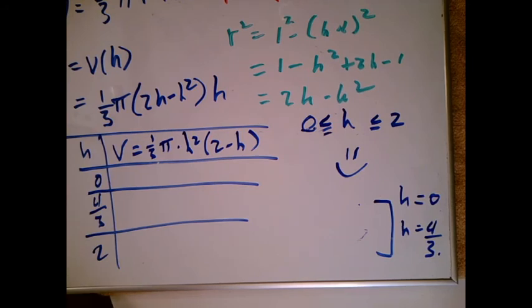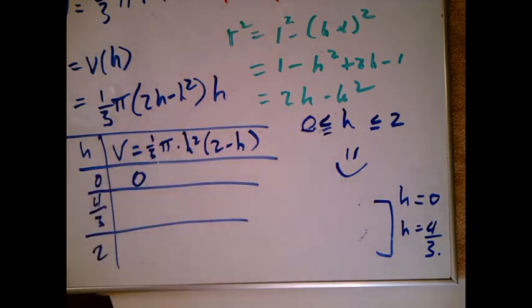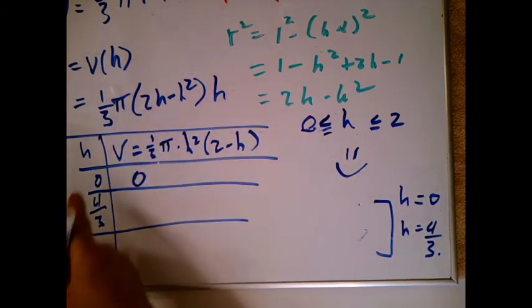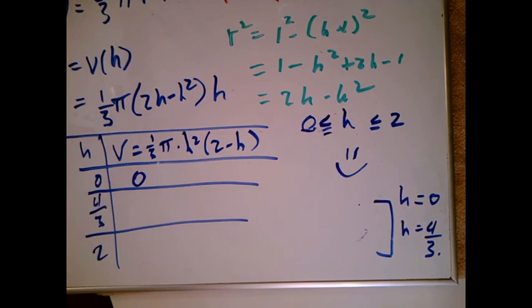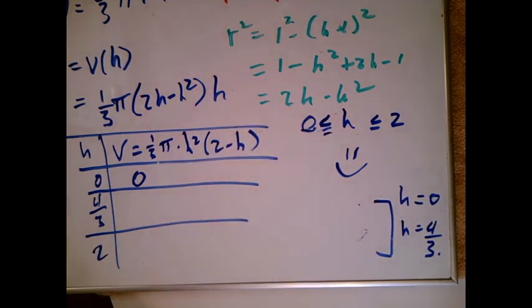When I plug 0 into my volume, it turns this part into 0, and that's all being multiplied, so I get 0. Remember, that makes sense, right? That was the cone at the top, which was just the dot. When I plug 2 in, right here, I get 0 for the whole thing, and that also makes sense because that was the cone that looks like a segment.